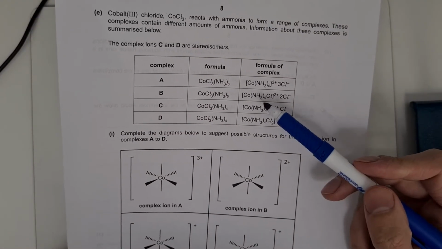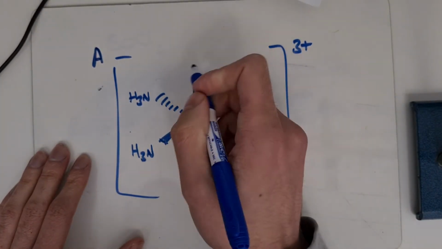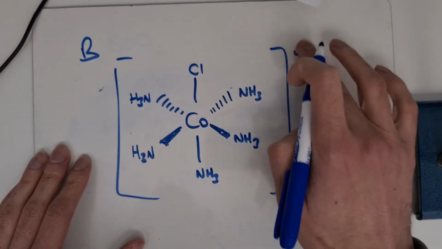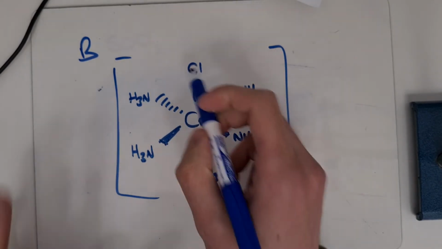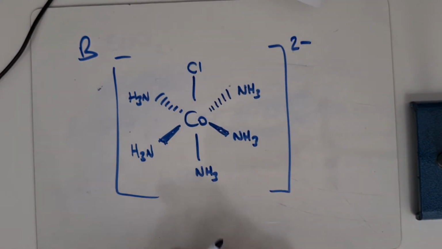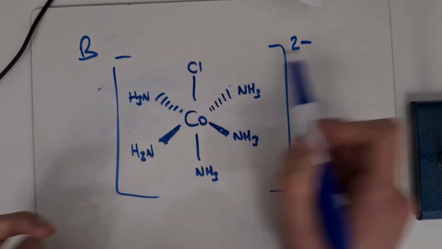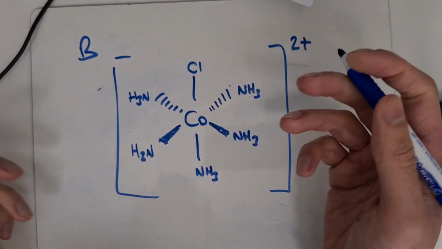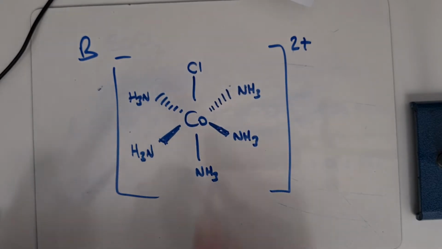Now B has 1 chlorine and 5 ammonia. So I'm just going to take one of the ammonias out and put a chlorine in. And now the charge on this, because the chloride, I said chlorine, haven't I? Chloride is a single negative. So by adding that chloride, cobalt is 3+, chloride single minus, so overall 3+ take away a single minus gives me 2+. Sorry about that.